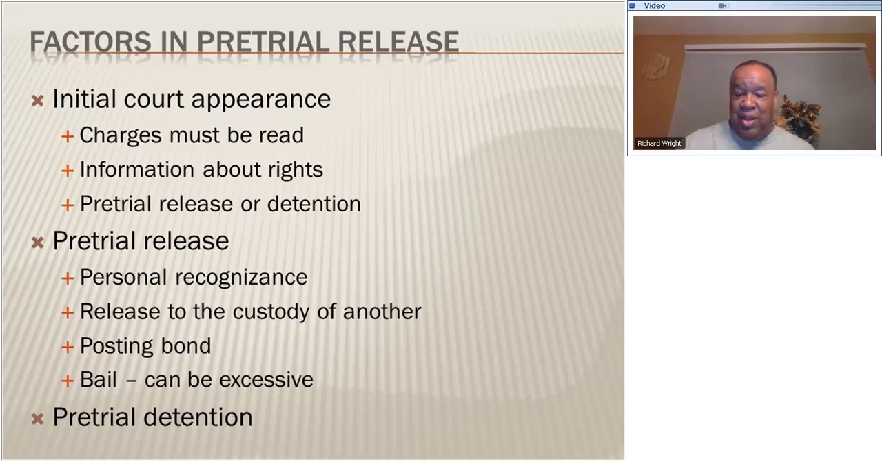Get this in your head. It says that there should not be excessive bail, and we're going to elaborate on that in a few minutes. It says can be excessive. Well, it should be cannot be excessive. It should not be excessive. And then pretrial detention. Then if there's pretrial detention, then you're held in custody in the jail until your trial.